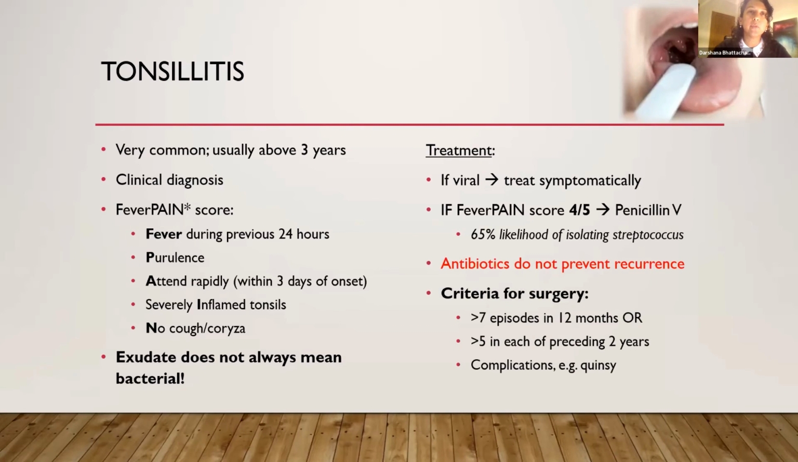And the most recent guidance from the ENT bodies has been that criteria for surgery essentially is 7 or more episodes of tonsillitis in 12 months, or 5 or more per year in each of the preceding 2 years, or any complications such as quinsy. So that's certainly something to bear in mind. And obviously, if the child is having problems with obstructive sleep apnea due to chronically enlarged tonsils. And that's from a recently published commissioning guide on tonsillectomy, which you can access very easily on the internet.